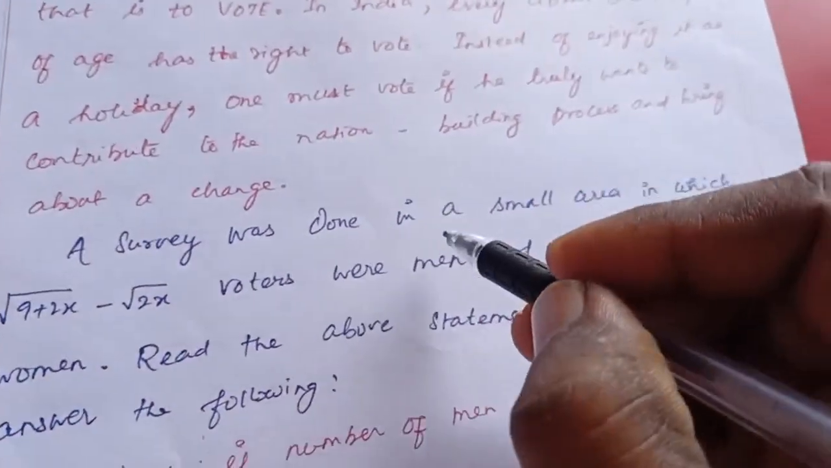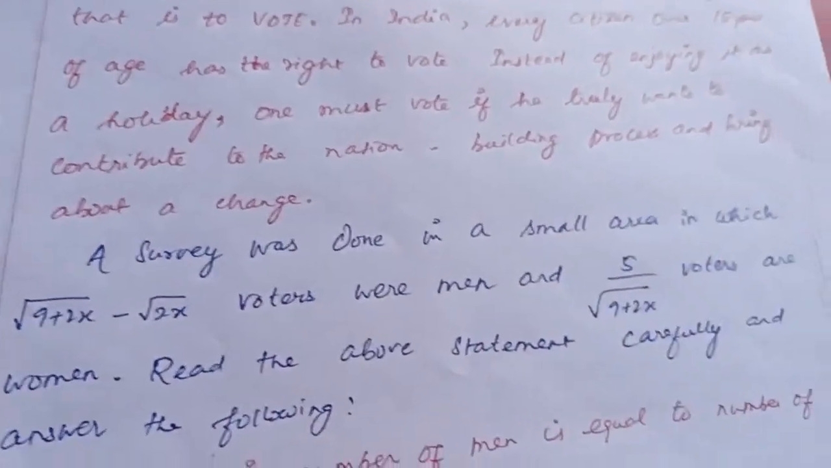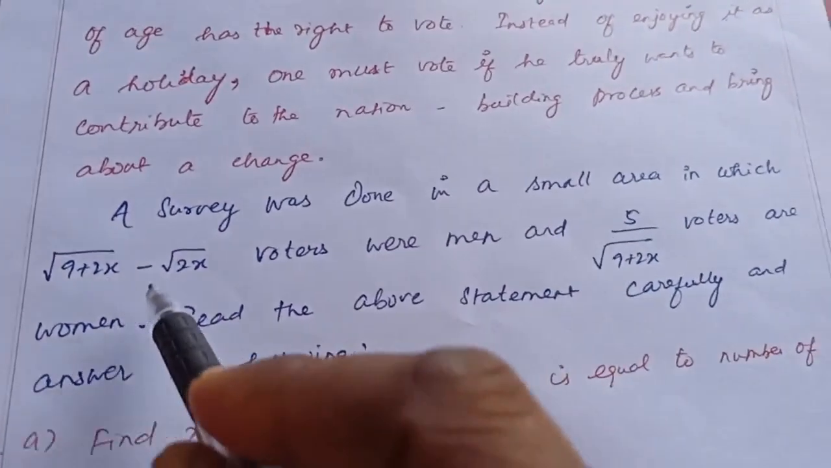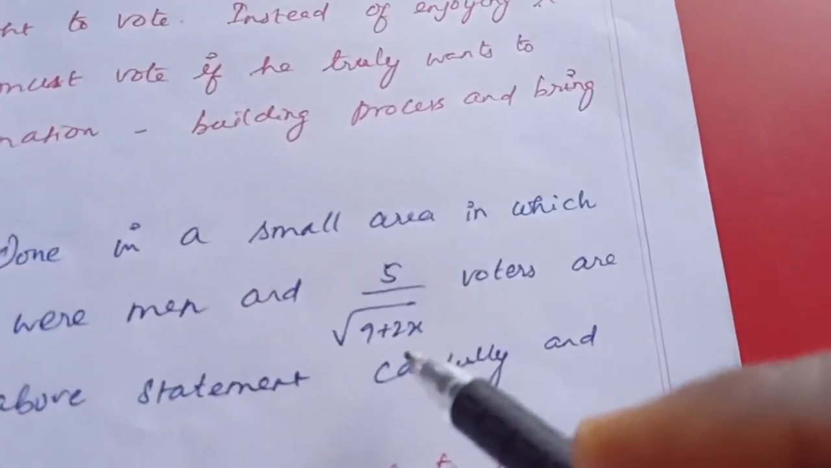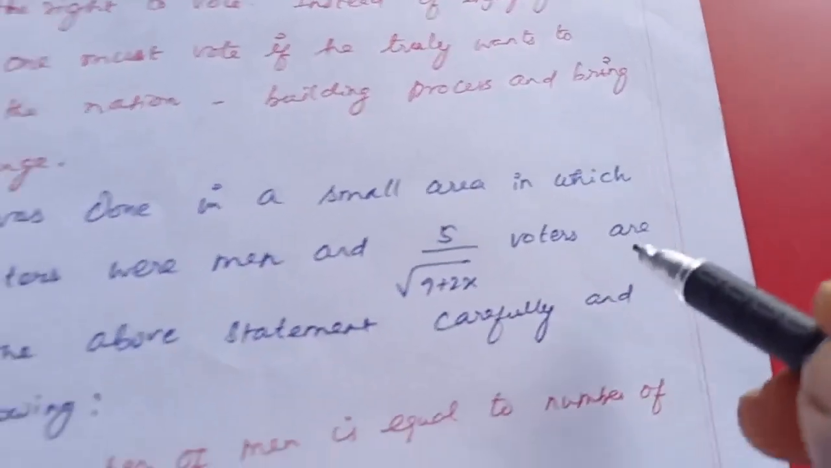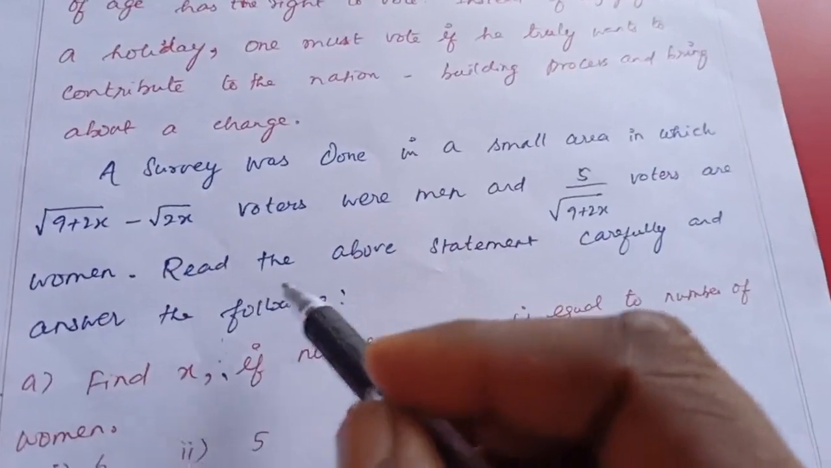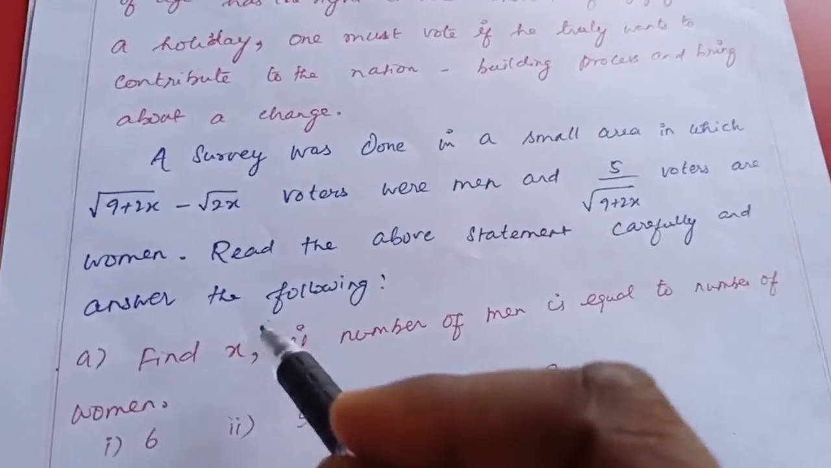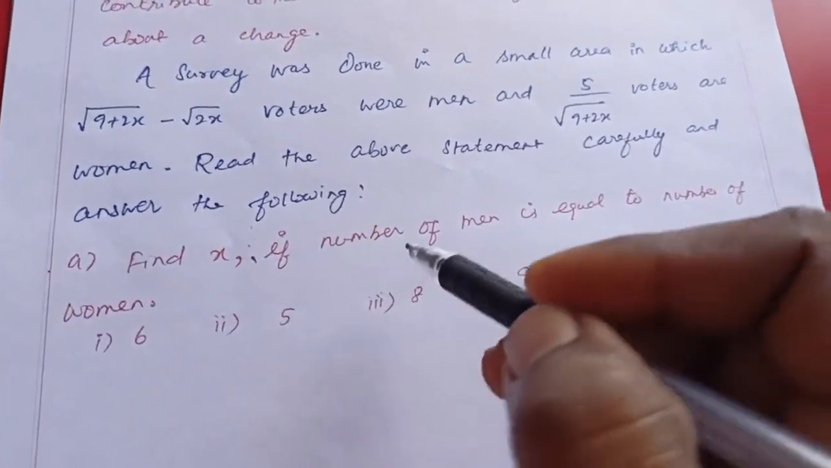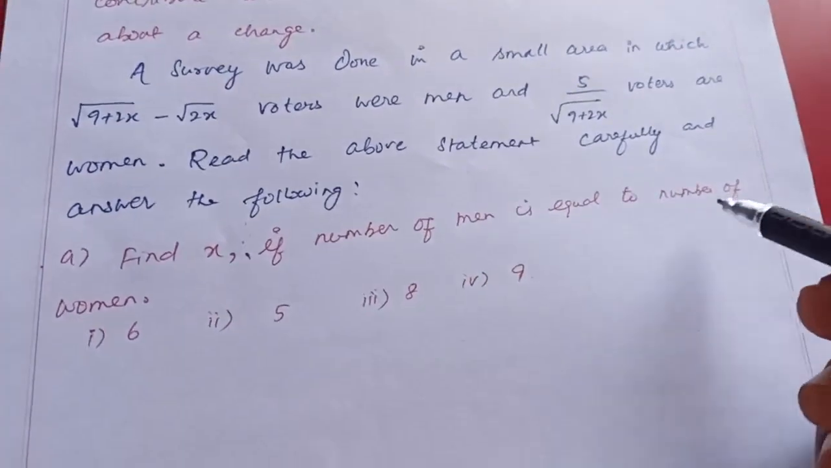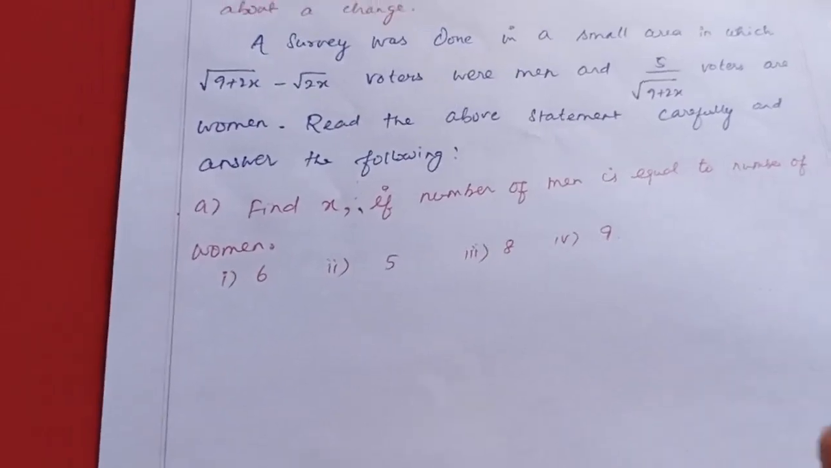A survey was done in a small area in which root of 9 plus 2x minus root of 2x voters are men and 5 by root of 9 plus 2x voters are women. Read the following statement carefully and answer the following questions. First question, find x if the number of men is equal to the number of women. So options are given here.